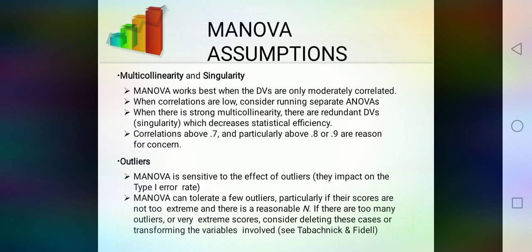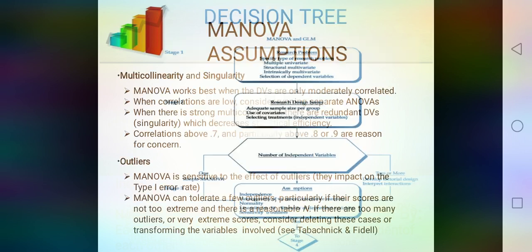Outliers are the attributes that are not under the model or that are far beyond the model. MANOVA is sensitive to the effect of outliers, with an impact on the type 1 error rate. MANOVA can tolerate a few outliers, particularly if their scores are not too extreme and there is a reasonable n. But if there are too many outliers or very extreme scores, consider deleting these cases or transforming the variables involved.